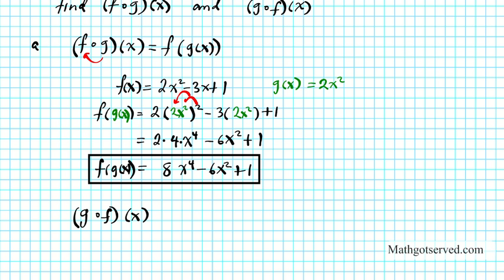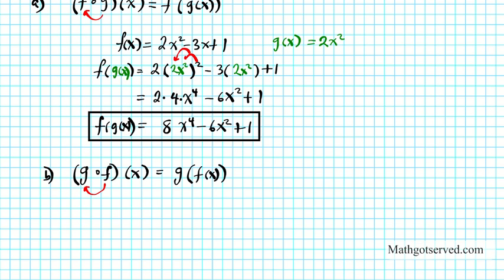You can call this the A part. G of f of x, what does this mean? This means that the input function is f and the parent function is g. So f is going to be plugged into the input function g because it comes first. So that equals g on the outside composed with f of x.